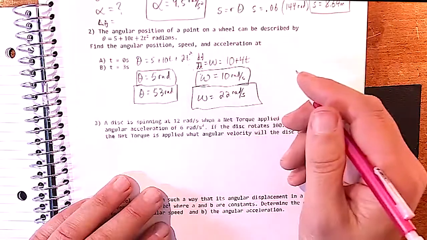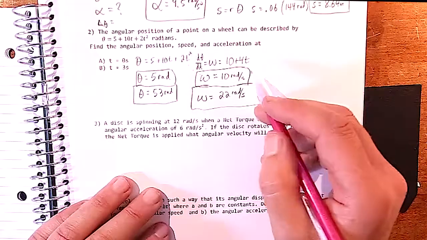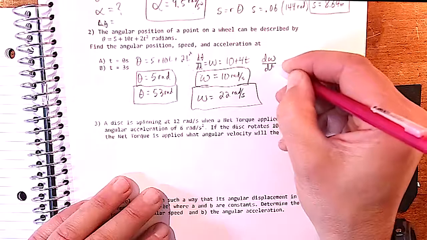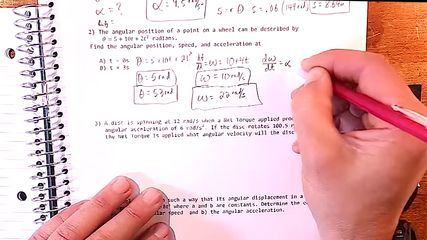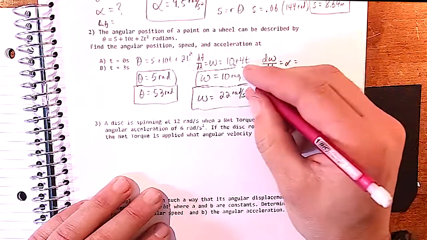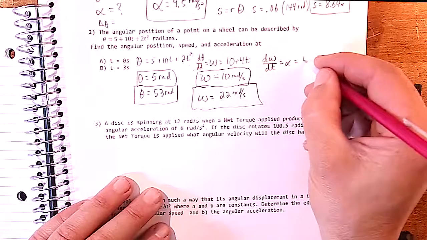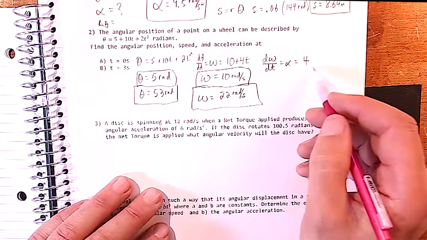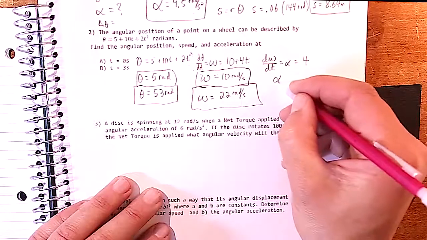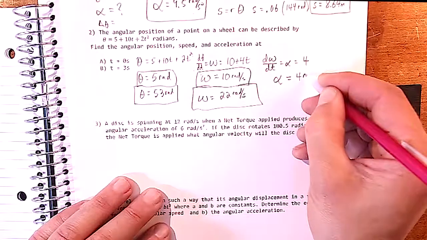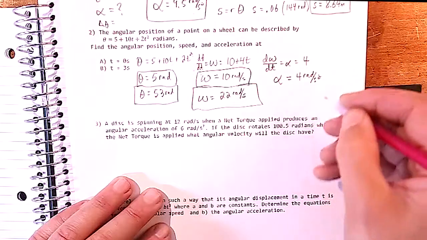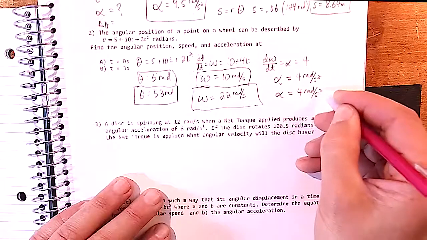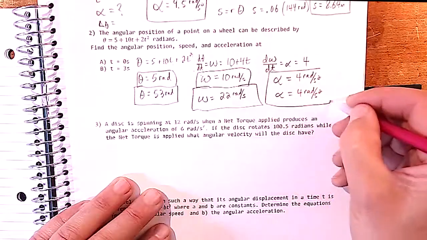And then it says, what's the acceleration? Well, the acceleration would be the first derivative of angular velocity. And that would just become 4. So what does that tell us? There's no time involved. In other words, the angular acceleration is constant. So alpha is 4 radians per second squared at 0 seconds, and alpha is 4 radians per second squared at 3 seconds. It's constant.